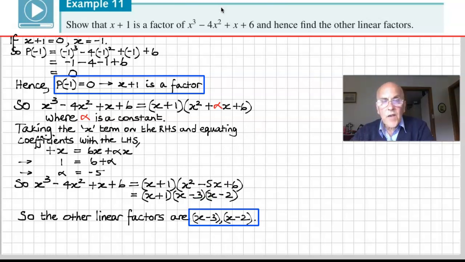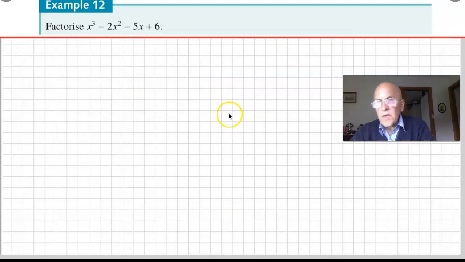So the other linear factors were x minus 3 and x minus 2. Now, if you said for your answer that x equals 3 and x equals 2, you'd be wrong, because you would be giving roots, okay, not factors. They are asking you for factors, okay? All right, another example before we finish this segment.